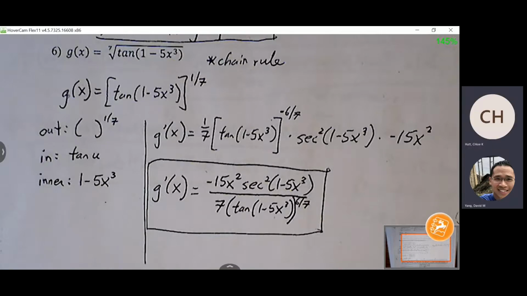Mr. Yang, for this one, would it be okay if we left it as one straight line, or do you want it to go as a fraction? Yes, I still want the negative exponent resolved, so get it under one fraction. Okay, cool. Thank you.